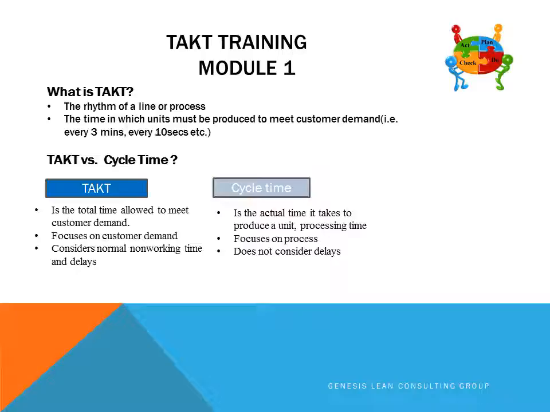On the other hand, now let's look at cycle time. This is the actual time it takes for you to produce a unit. It is the processing time. Cycle time focuses on the process, and it does not consider delays.